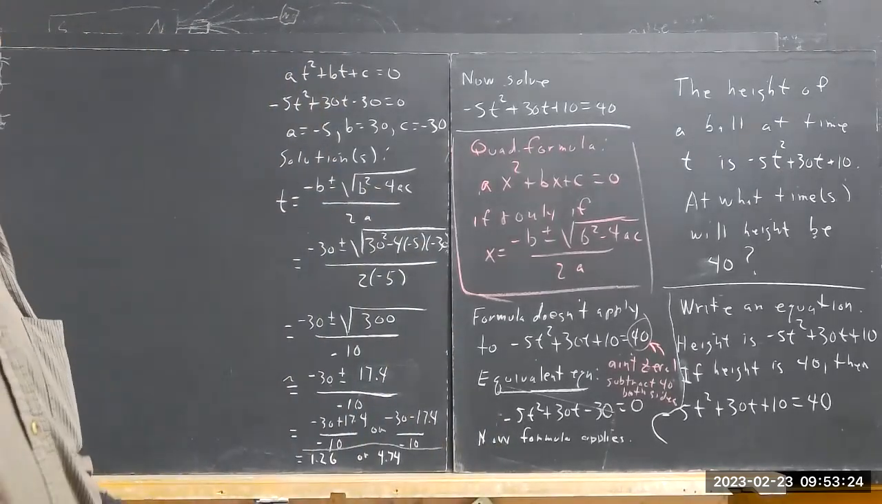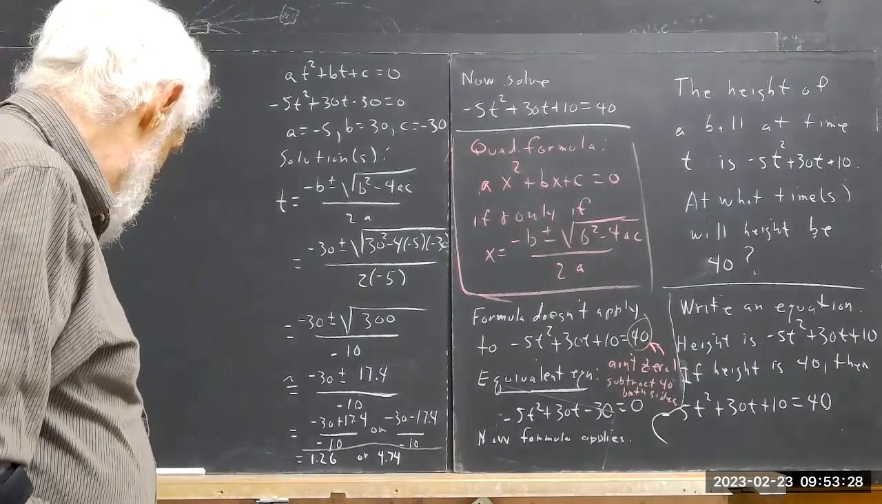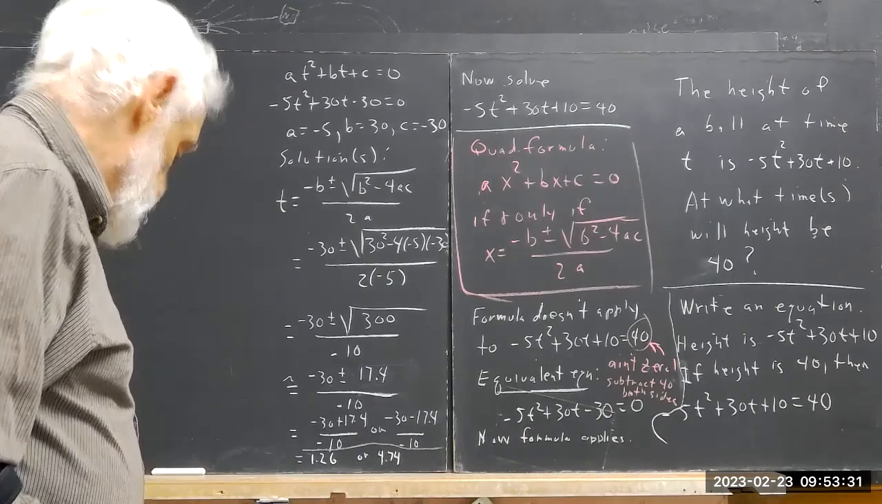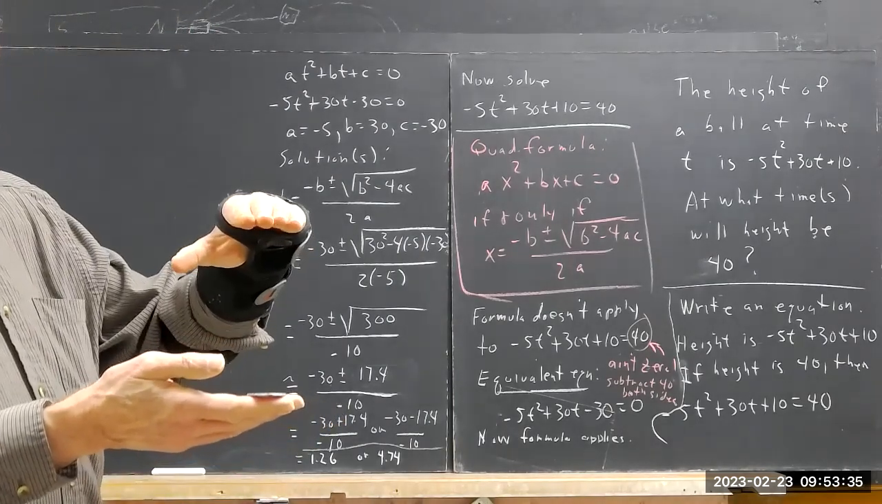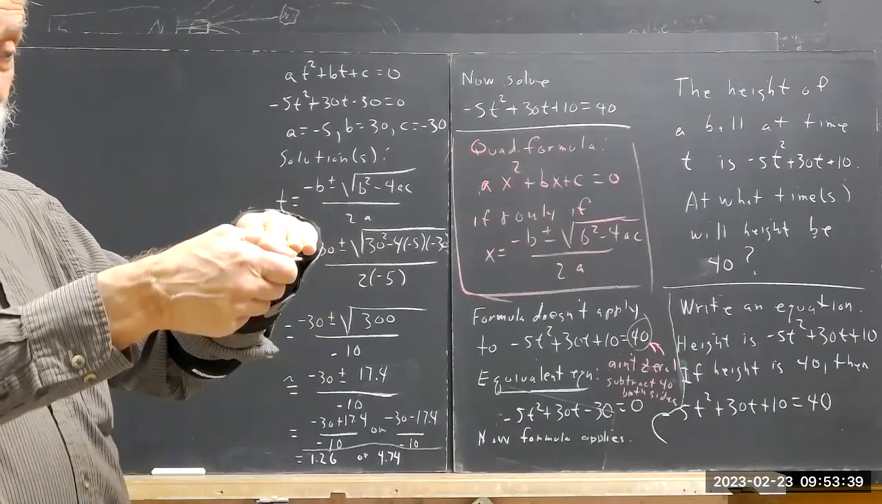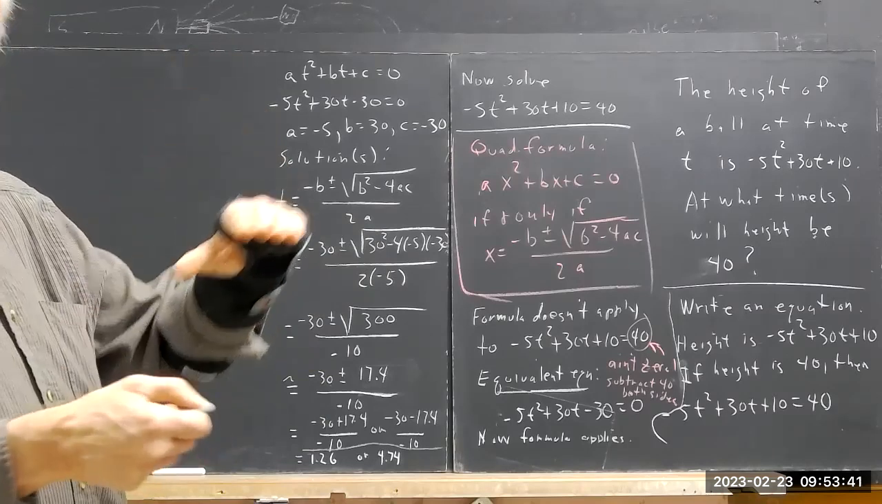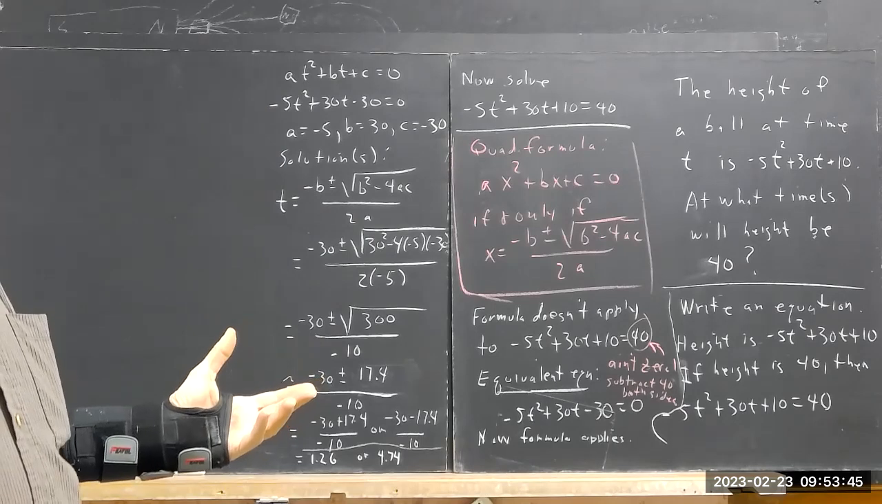Okay. And why do you get two solutions? Well, if I toss this up in the air, when is it this high? Going up and coming down, right? Going up, it passes this point, coming down, it passes this point. So there are two solutions.